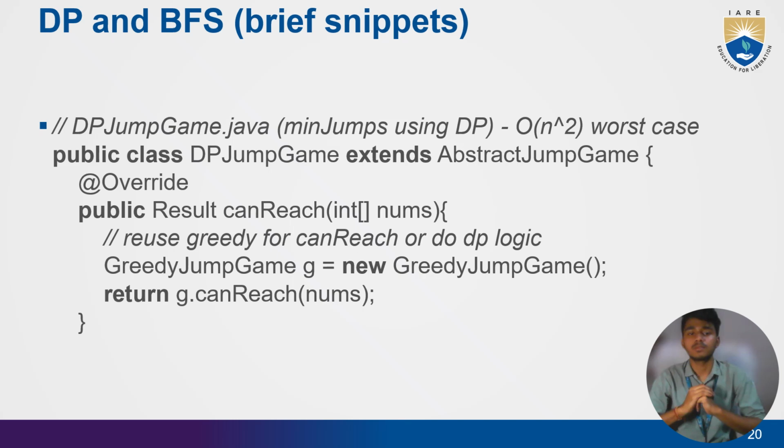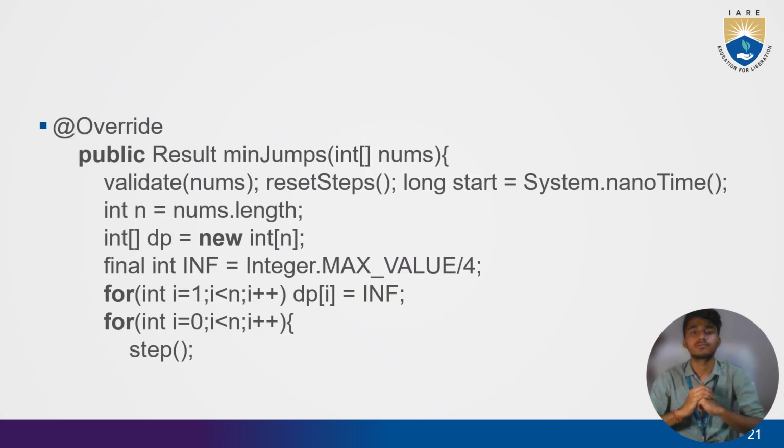DP and BFS brief snippets. We are extending the abstract jump game. We are initializing g equal to a new greedy jump game and returning g.canReach(nums). We are overriding the method in this slide.